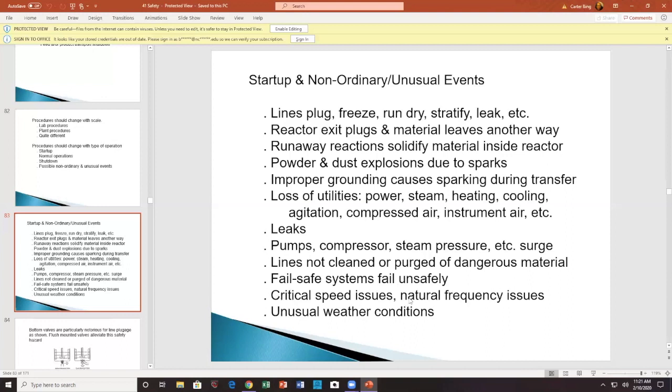Critical speed issues, natural frequency issues. I don't want to be around any machine that is operating at its natural frequency, or critical speed issues. And weather, unusual weather conditions.